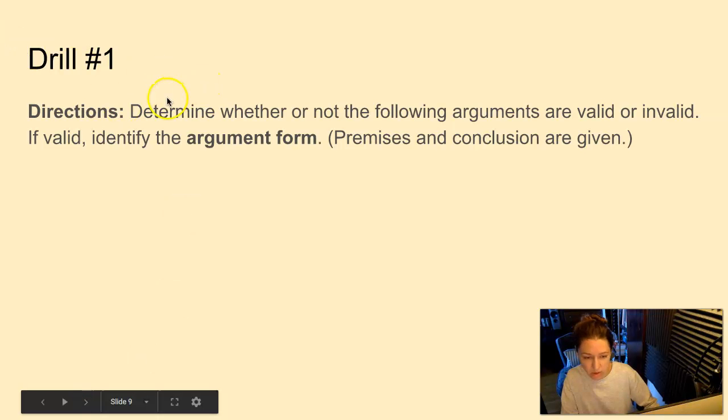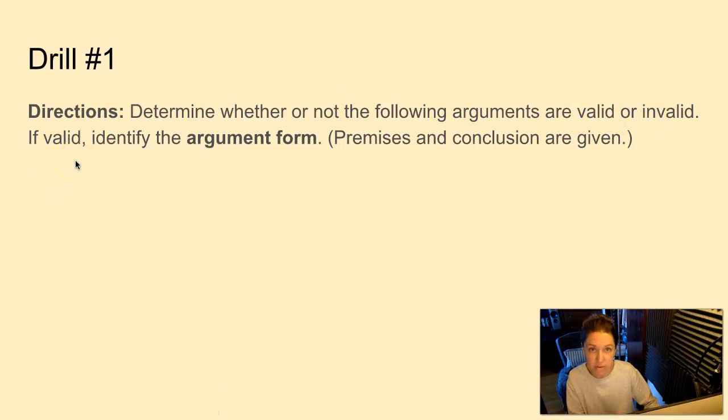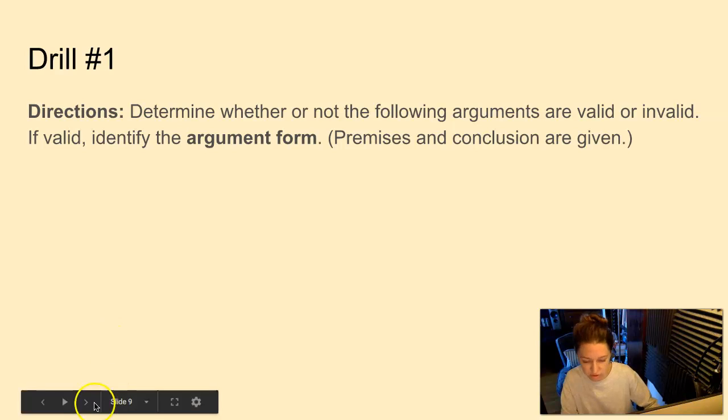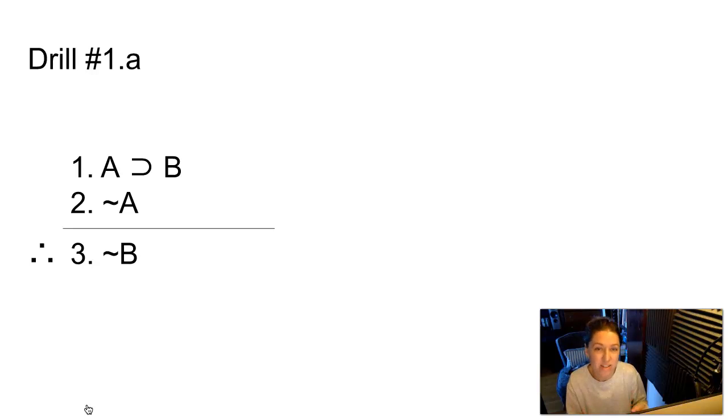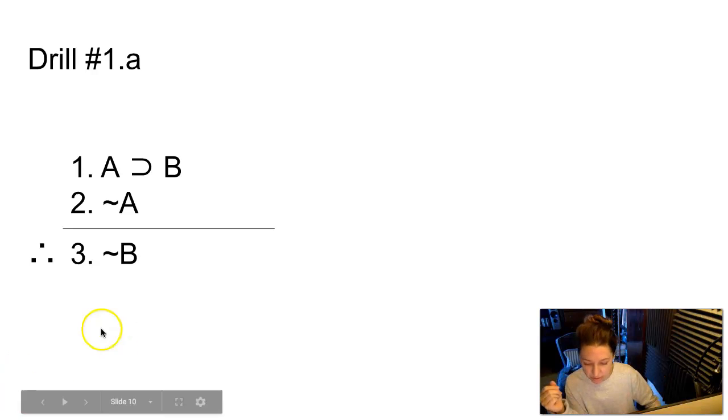So drill number 1. Determine whether or not these arguments are valid or invalid, and if valid, identify the form. That's going to be one of the 3 that were just introduced. And so the purpose of this is to identify what is essential to the argument form, because the number 1 thing you shouldn't do is memorize just this basic schematic. What do I mean by schematic?